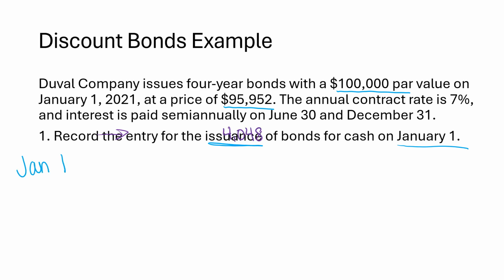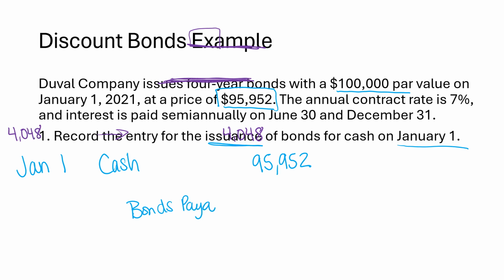The first thing that you do is debit cash because the company is getting cash from the investor. So debit cash for the amount that the bond sold for. So that's $95,952. The next thing you have to do is, since bonds were issued, you know that you'll have to credit bonds payable. So leave a space and credit bonds payable. That's for $100,000 because that's the face value.